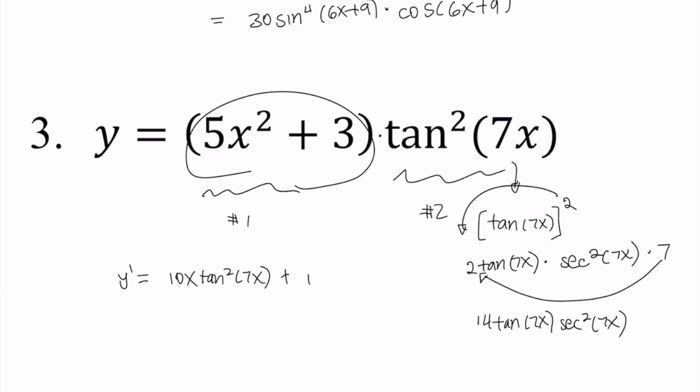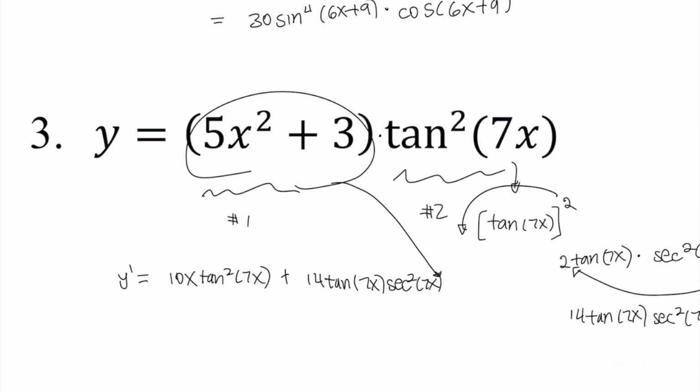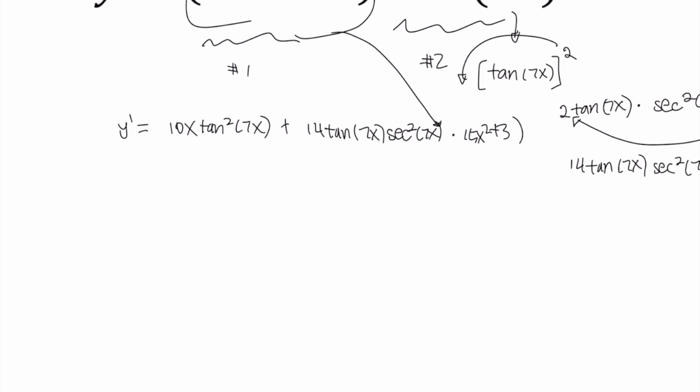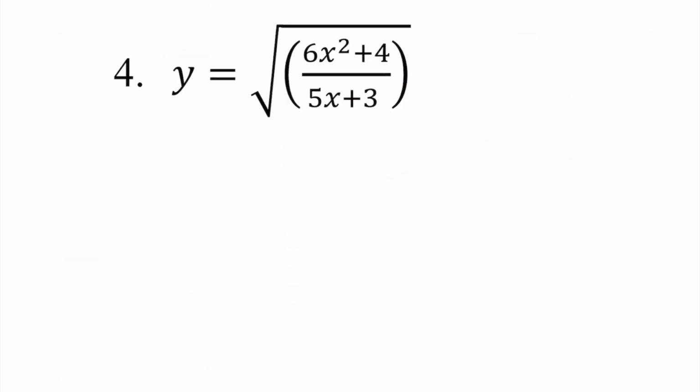So first we're going to do 14 tangent 7x, and secant squared 7x. And let's not forget the original first one, which would be, let's move this a little bit, and then times 5x squared plus 3. So this would be our answer for the third question. Alright, let's move on to the fourth question.